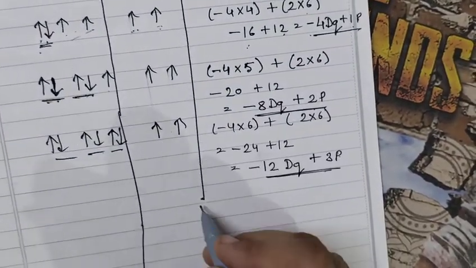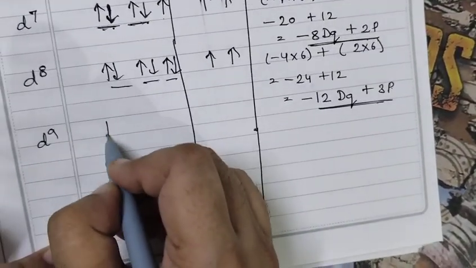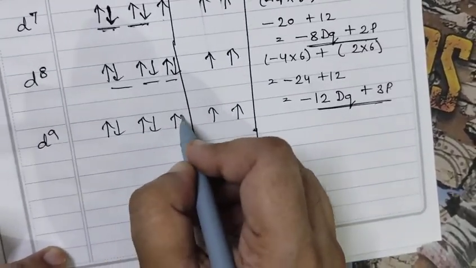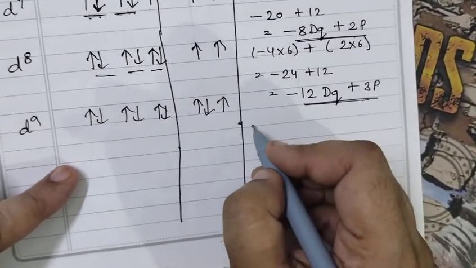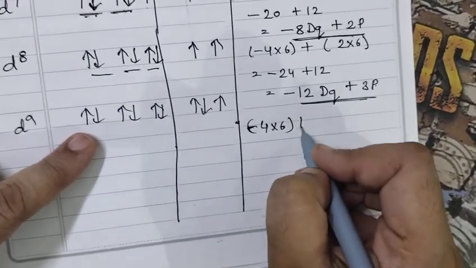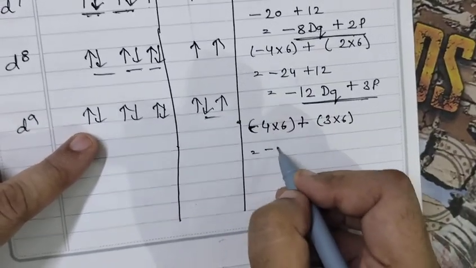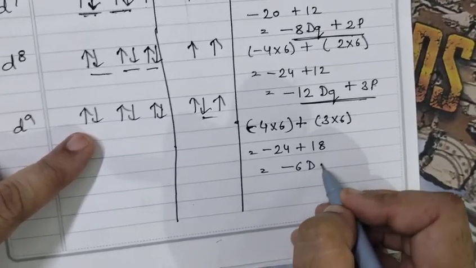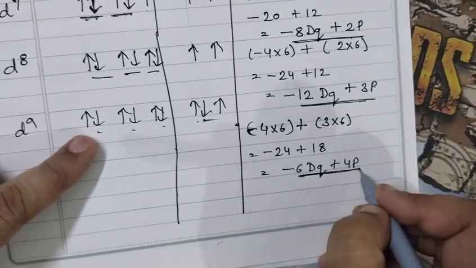And for D9, now T2G is completely filled. So for D9 you will have 1, 2, 3, 4, 5, 6, 7, 8, 9. So total electrons here will be 6 electrons in T2G. So minus 4 into 6 plus 3 electrons in EG. So 3 into 6. That is minus 24 plus 18. That is minus 6 dq, and total pairs are 4. So plus 4p. This is the final energy.